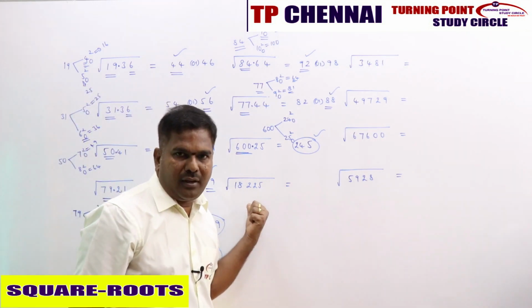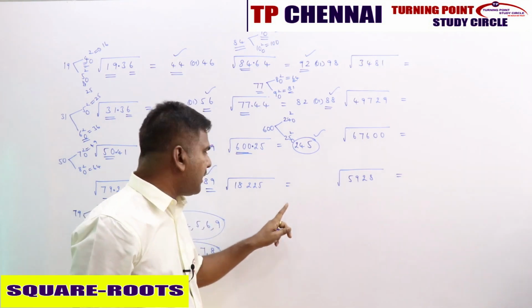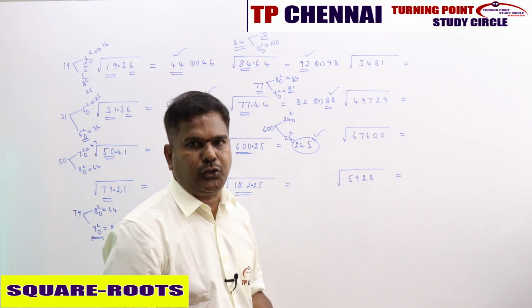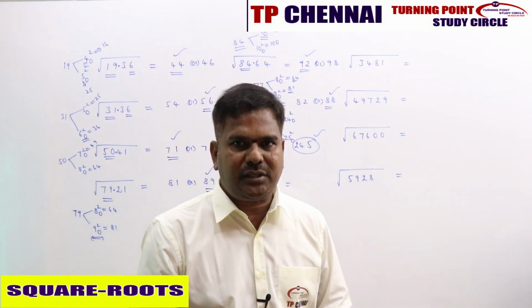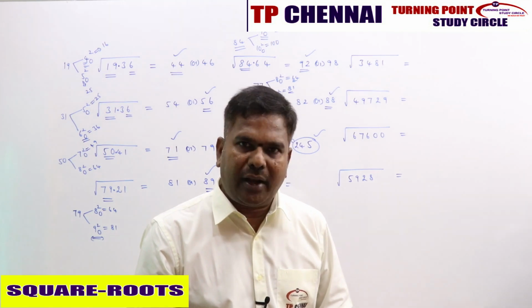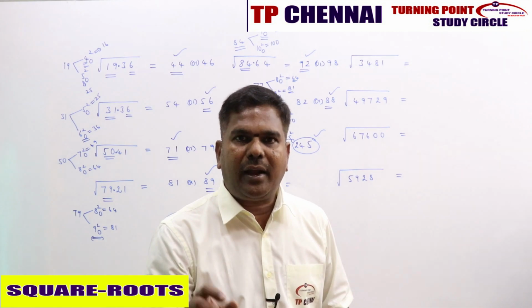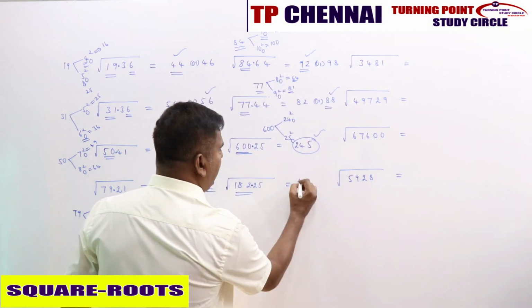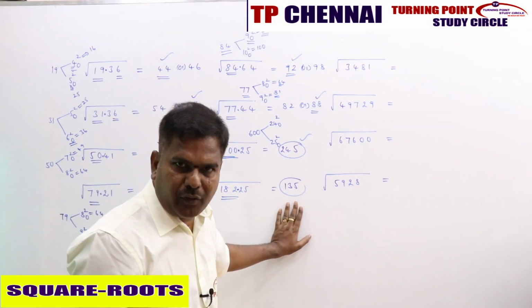I hope you can easily solve the problem without putting pen on paper. So ending with a 5 means 5. Put a dot after 2 digits, how much will be left over? 182. So 182 is lying between which two squares? What is 13 square? 169. What is 14 square? 196. So it is lying between 130 and 140 and ending with a 5. So what is the answer? 135. So 135 is the answer. Directly we can put the answer. See that without putting pen on paper, we solved that one.